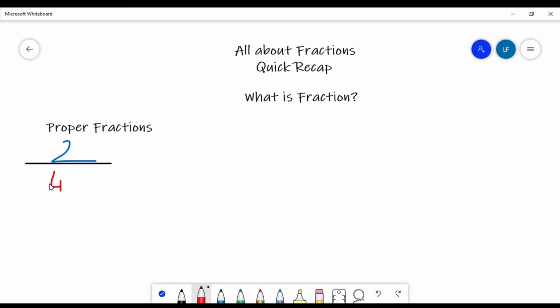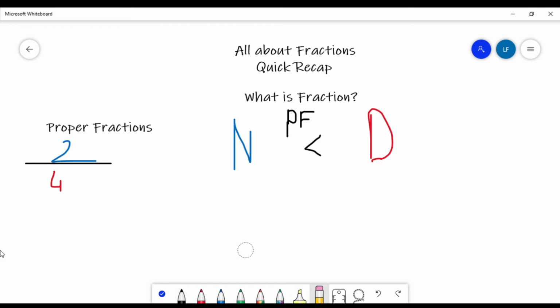Now, if you're confused, we can use the crocodile mouth method. So let's take the numerator here and the denominator here, right? So according to the crocodile mouth method, in proper fractions, the denominator is larger than the numerator. This applies only to proper fractions.